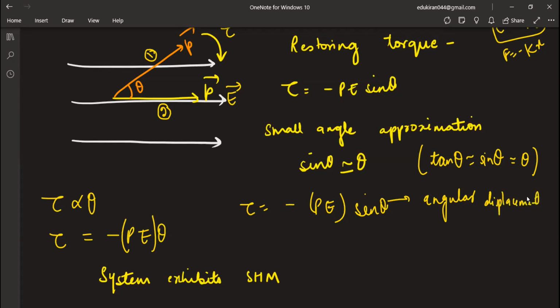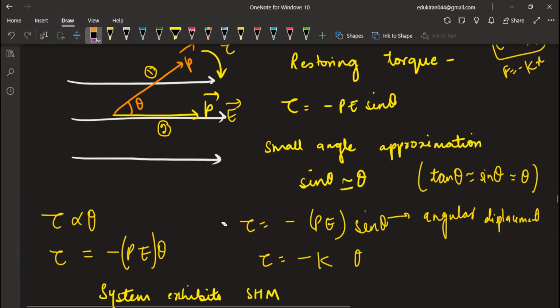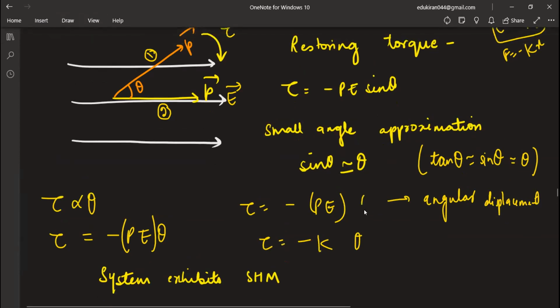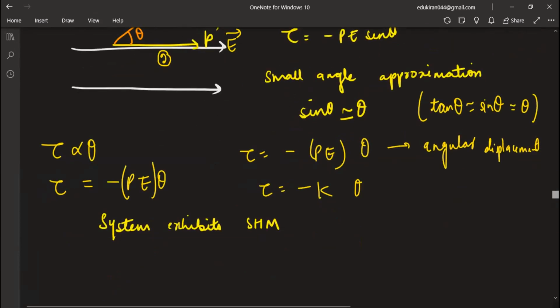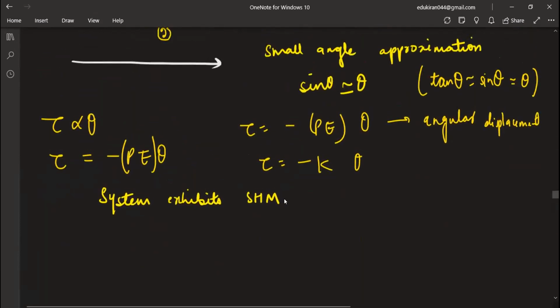Now see, if this is angular displacement, it means we can have the constant K, because let's not write sine theta. Let's write it as theta only, because we have used the small angle approximation, and obviously this would be a very small angle if it is rotating. So what is the constant that we are getting? This means the system exhibits SHM. This is proven, because this is the formula that we are getting back. The condition of SHM is satisfied.